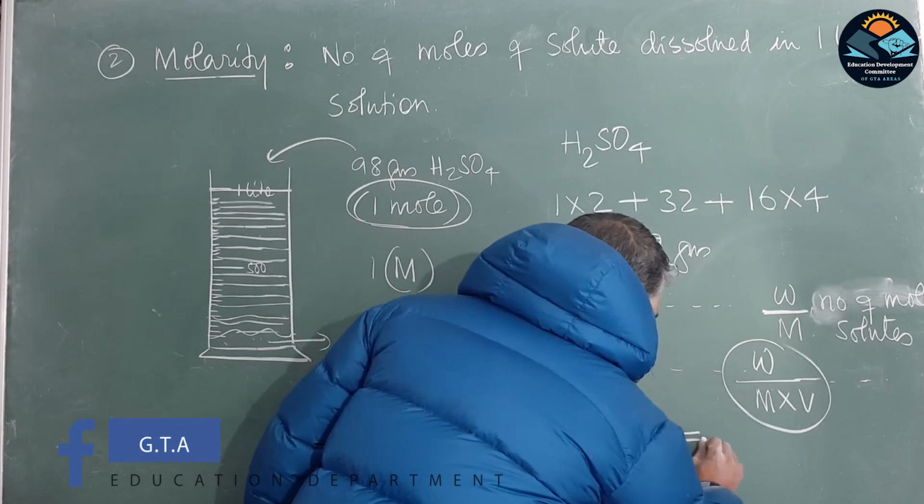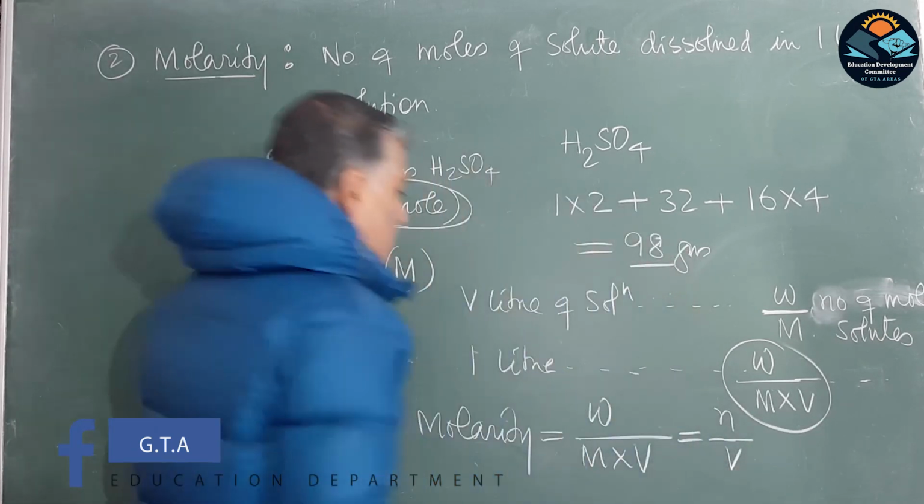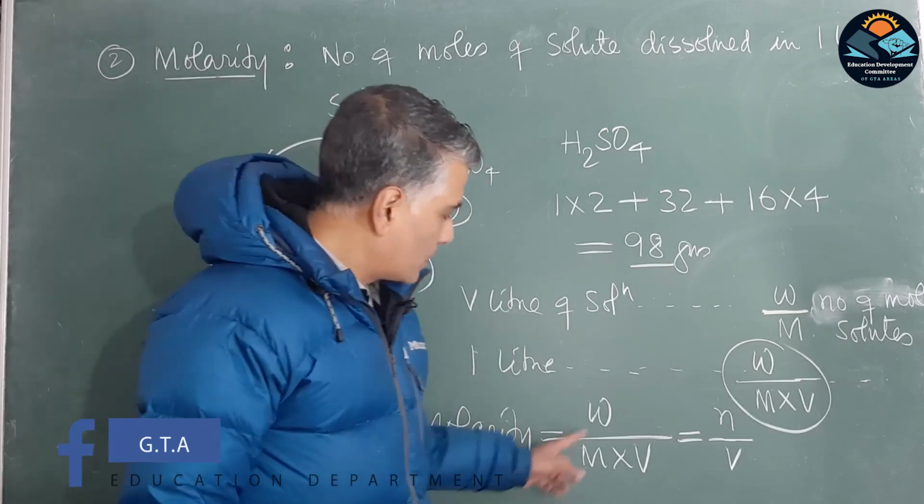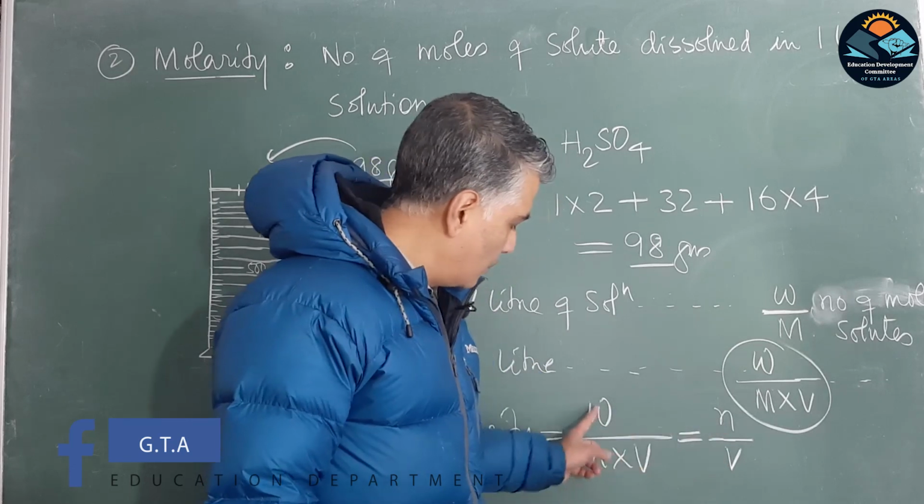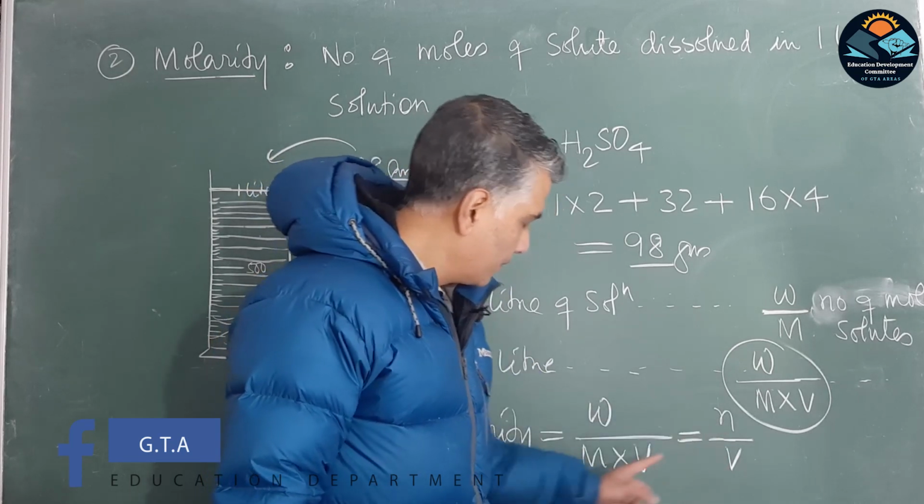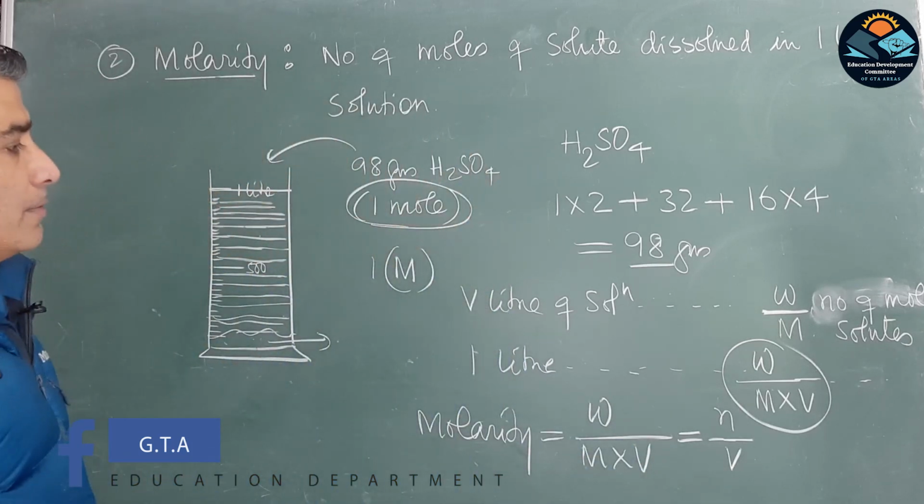Sometimes the formula molarity is also modified and written as N by V. Is this right? This is right. Why? Because mass by molecular mass, can't you write that as number of moles? So W by M I'm writing as N, number of moles, and then divided by V. So that's how molarity is found.